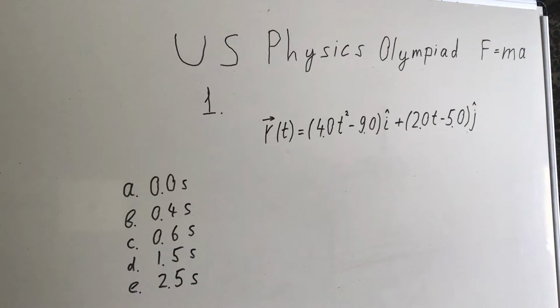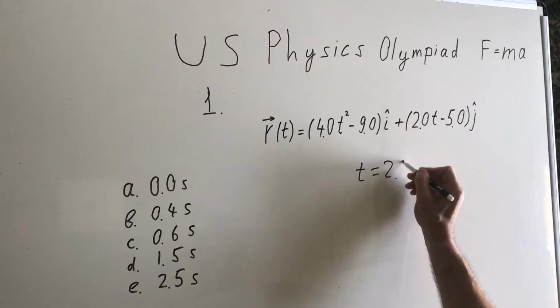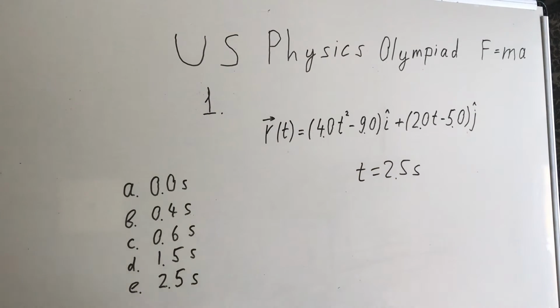So we just need to understand that crossing the x-axis means that this part is equal to 0. From here we can find that time t equals 2.5 seconds, and this is the solution, this one.